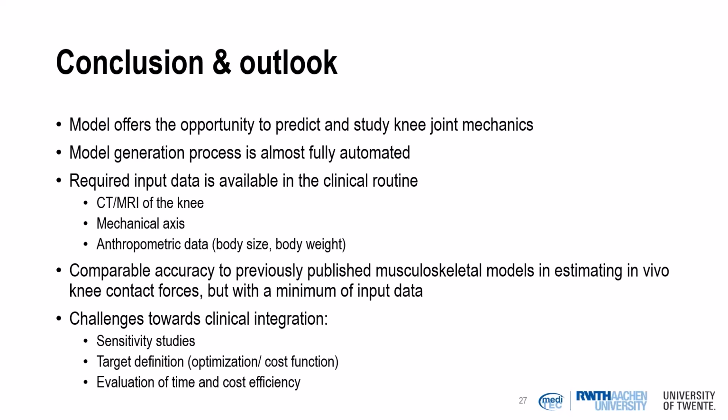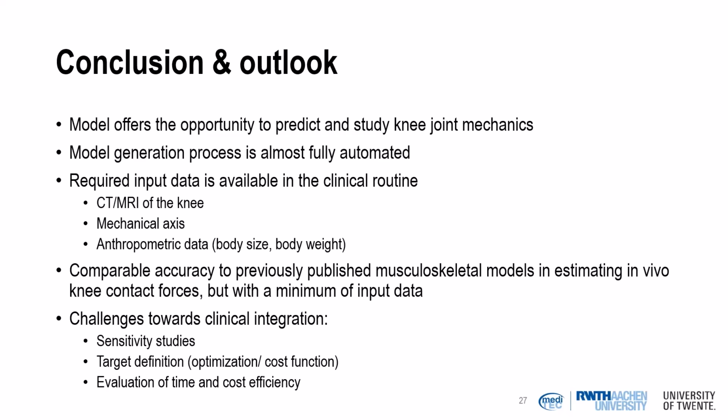So our model offers the opportunity to predict and study knee joint mechanics. Our model generation process is almost fully automated and just relies on the data which is available in the clinical routine. So we need CT or MRI of the knee joint region, the ankle and hip joint center. So on this we can determine the mechanical leg axis, and we need anthropometric data, so body size and body weight for our relations for the loading, but also for our kinematic constraints.